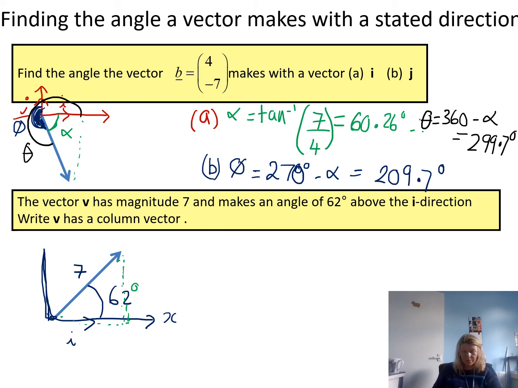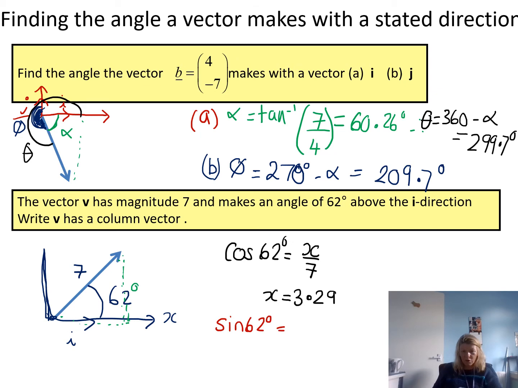We can do, well, we know that cos of 62 will equal adjacent over hypotenuse. So I'll call that x over 7. If we rearrange that to find x, you end up with x being 3.29. And if you do the other one, that'd be sine 62.